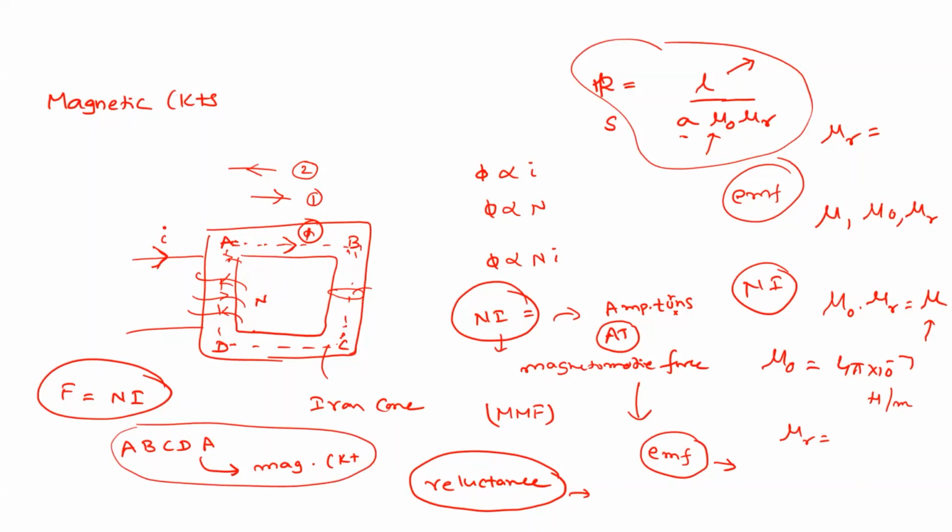Perimeter, sir? If it is a round thing, it's a perimeter. Or if it is, for example, ABCD, that is length only, right? It may not be perimeter. Sometimes it is a closed thing, and sometimes it will be like this, so there will be some air gap. In that case, the length of this magnetic core is up to here only.